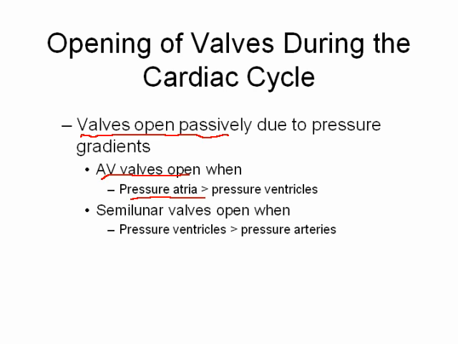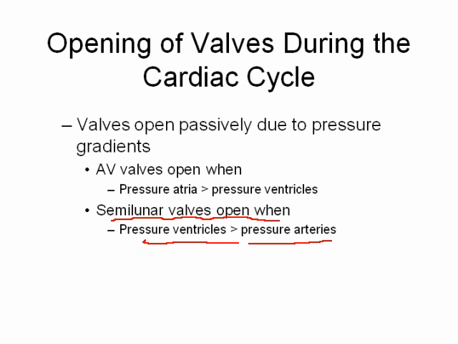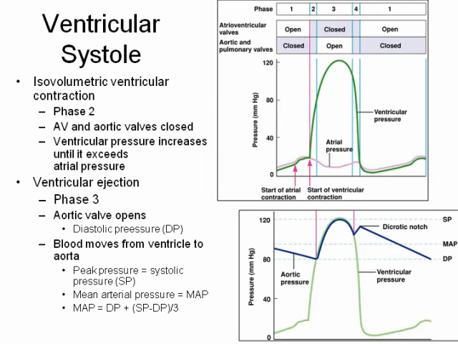The AV valves open when the pressure in the atria exceeds the pressure in the ventricles. The semilunar valves open when the pressure in the ventricles exceeds the pressure in the arteries. They then close when ventricular pressure exceeds atrial pressure, or when the arterial pressure exceeds the ventricular pressure. So it's pressure changes on either side of the valve that's causing them to open or close. So let's look at ventricular systole.